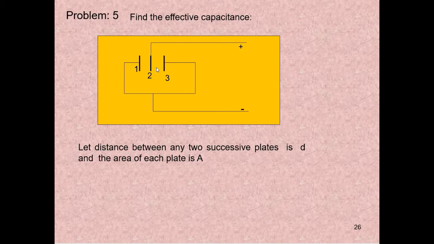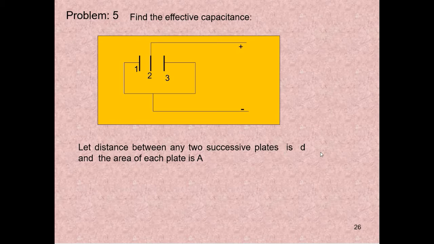Now consider these two. This is positive, this is negative. So these two form one capacitor. These two capacitors are in parallel, because you see there are two junctions. These two are connected and there is one junction. So there are two capacitors in essence. They are connected in parallel. And each capacitance value is epsilon naught A by d.